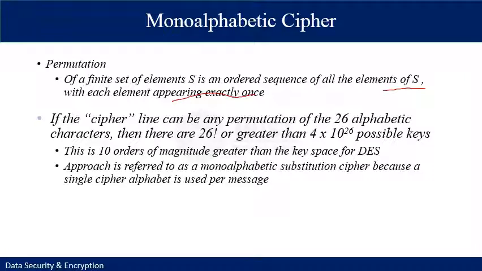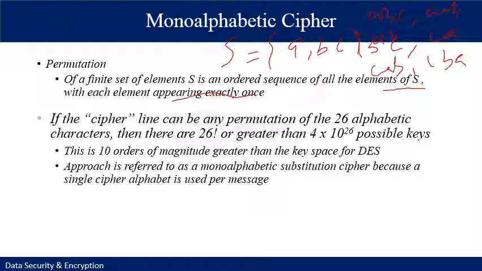So for example, if you have a set S with the inputs A, B, C, you can apply the permutation and you get 6 values: ABC, ACB, BAC, BCA, CAB, and CBA. In general, there are n factorial permutations of a set of n elements.